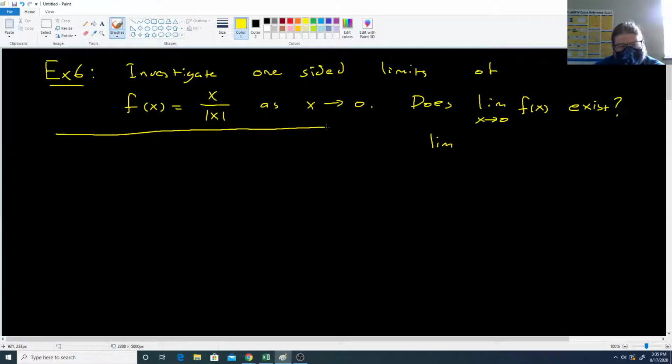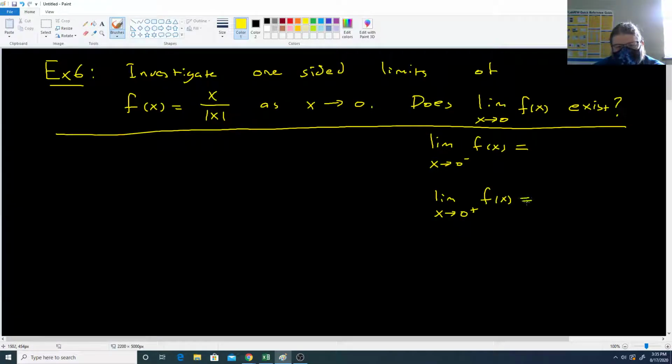So in terms of the work that we're doing, we're trying to figure out what's the limit as x approaches 0 from the left of f of x. Then we want to say what's the limit as x approaches 0 from the right of f of x. And then based on those two, if they both exist and they are the same, then we could say that the two-sided limit of f of x is the same thing as them. But if these are different, then this one does not exist.